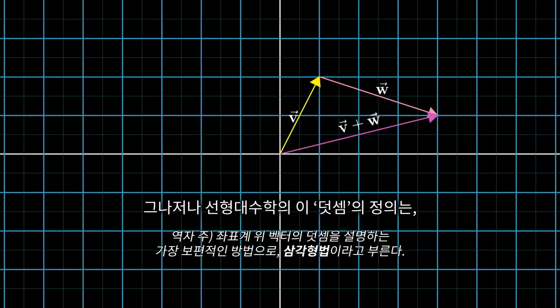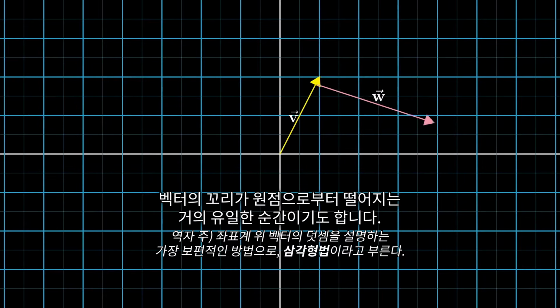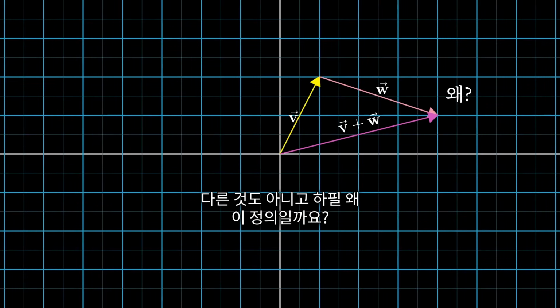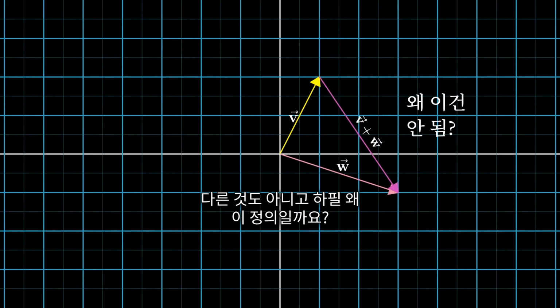This definition of addition, by the way, is pretty much the only time in linear algebra where we let vectors stray away from the origin. Now, why is this a reasonable thing to do? Why this definition of addition and not some other one?